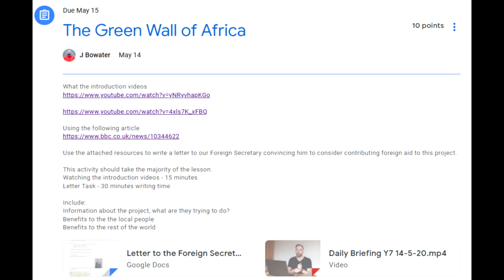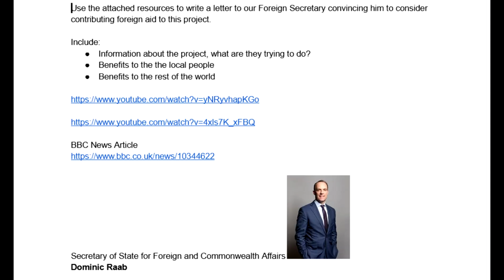Now, another creative activity I've been doing with my year 7s was to create some kind of campaigns or charity posters about saving areas and looking after the environment. So a recent task was to write a letter to the Foreign Secretary about contributing foreign aid to certain projects. So I wanted them to refer back to this information and actually write a letter convincing the Foreign Secretary of contributing aid to this project. The lesson structure was I gave them 10 or 15 minutes to do the research, watch the YouTube video, and then 25 to 30 minutes to actually write this letter and submit it.